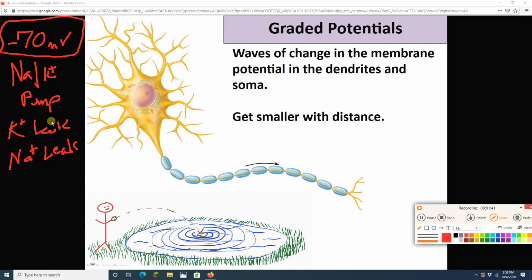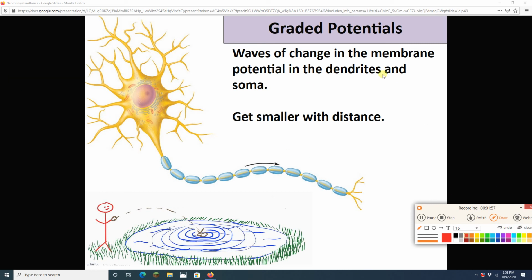Now, what we're going to remember is that if we change this membrane potential, we can use that to create electrical signals. In fact, we have 2 types of electrical signals we're going to have in our neuron. One of them is known as the graded potential. Graded potentials only happen in the soma and in the dendrites. They are waves of change in the membrane potential.